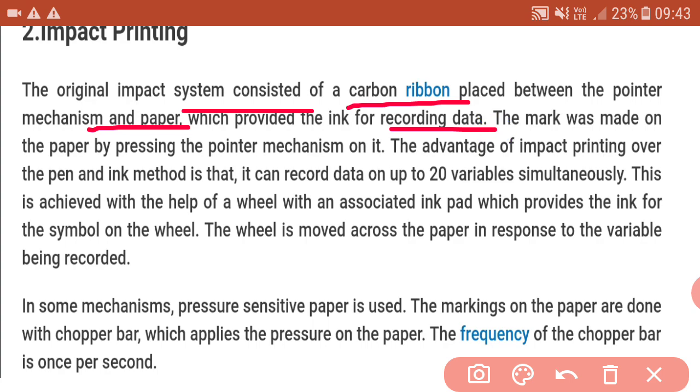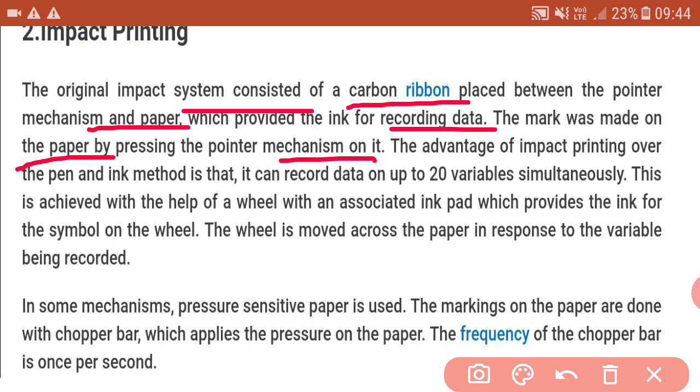Okay, so in an impact system, there is a carbon ribbon placed between the pointer mechanism and paper, which provided the ink for recording data. The mark was made on the paper by pressing the pointer mechanism on it.